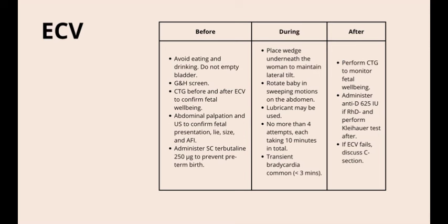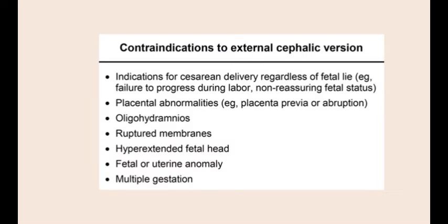Some things to know, I guess, are useful. I won't go through all those things on this slide, but it's useful to know to avoid eating and drinking. Grip and hold is required. CTG is required before and after. Terbutaline is used to prevent preterm birth. And obviously you need to administer 625 units of Rhogam to perform a Kleihauer-Betke test afterwards. If an ECV is not successful, then it's time to have a discussion about whether a C-section is the correct way to deliver this breech.